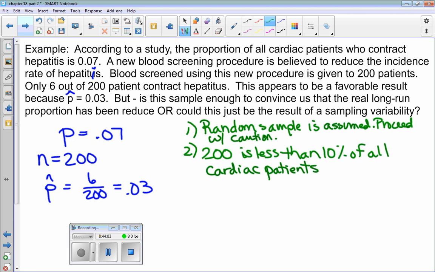Well, let's think about that. Is the population that we're worried about all patients, or is it all those who contract the disease? All those who contract the disease, because we want that population to get smaller, right? So that little part that Hunter added is pretty clear. Cardiac patients who contract hepatitis.